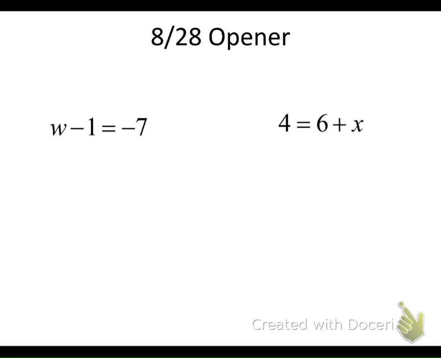So the first one here, Michael, when I go to solve one-step equations, what's the first thing I'm going to do every single time? Then what? Yeah, my line of equality. Now, the whole reason I do that is because my goal is to get the W by itself.